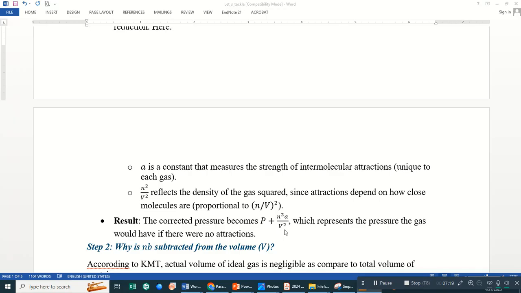You can explain this from different perspectives. This term also explains the force of attraction. This term also explains the reduction in the pressure inside the container for real gases. Okay, hopefully you got my point with respect to the term which is added in the pressure correction. In the next video we will discuss why a term is subtracted from the volume.